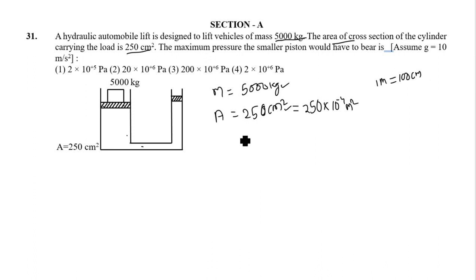Now the question is to find out the maximum pressure of the smaller piston. As we know, according to Pascal's law, all the points inside this liquid experience the same pressure. That is, delta P is the same throughout the liquid.